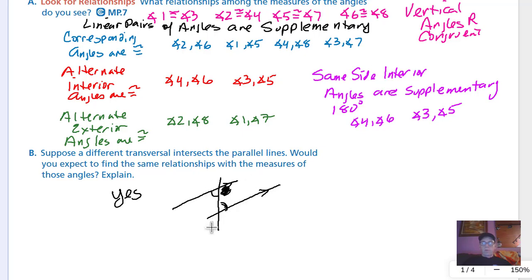Parallel lines cut by a transversal, these relationships are always going to hold. The linear pairs and the vertical angles are going to be there regardless, but if you have the parallel lines with the transversal, corresponding, alternate interior and alternate exterior angles are congruent, and same side interior angles are going to be supplementary. Okay, let's move on.